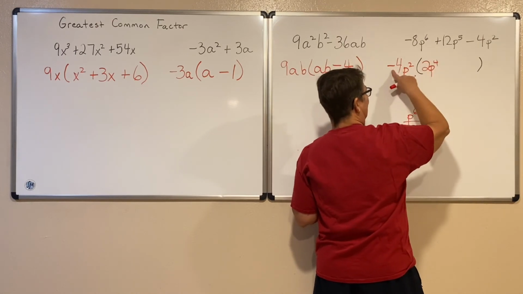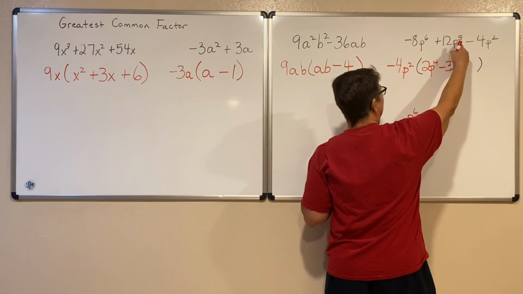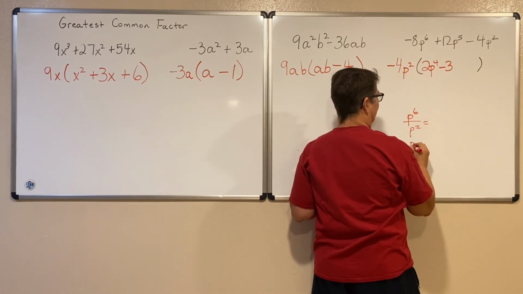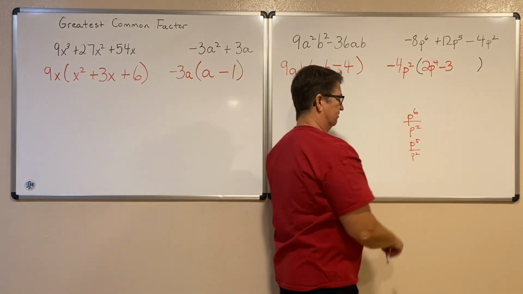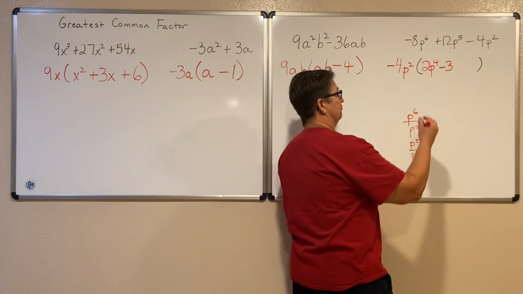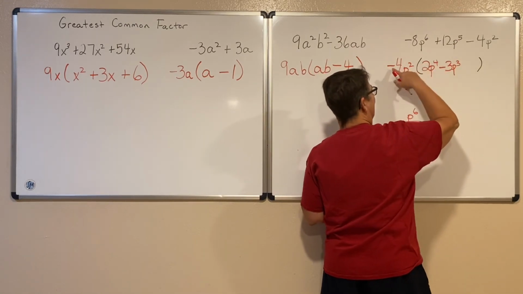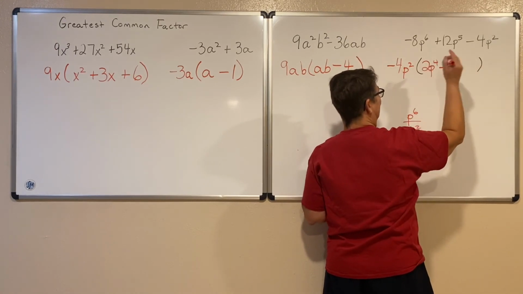Positive 12 divided by negative 4 gives me a negative 3. P to the 5th divided by p squared. Again, what we're really doing is subtracting those exponents. So 5 minus 2 gives me 3. A negative 4 divided by a negative 4 is just 1, as is p squared divided by p squared.